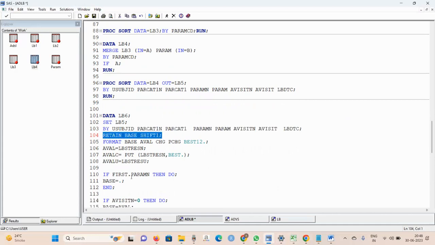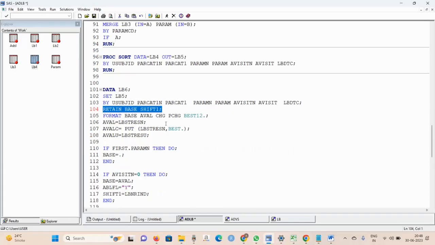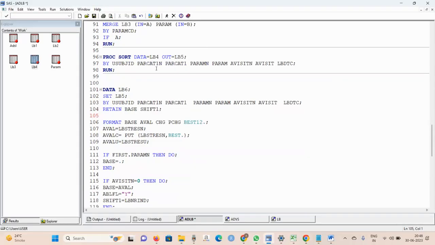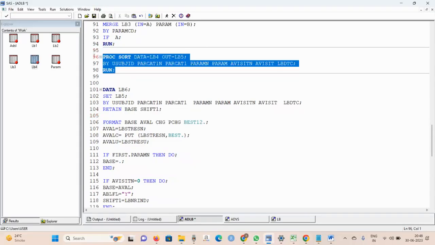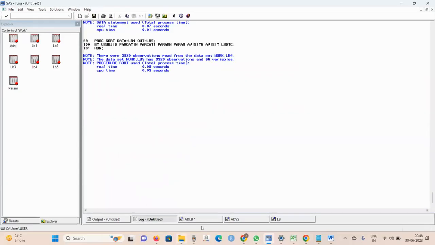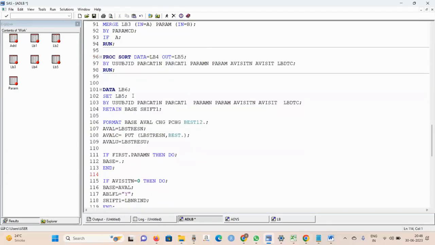Okay, so if you are deriving the base, you're just keeping the base. Let me show you. Let me set this one first. Let me take this one.